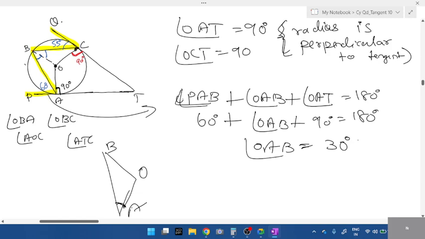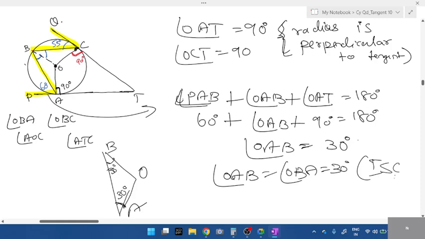Aarti, which one? You got confused? No. We are still in this triangle. OAB. Okay. So write it like this, students. OAB is equal to angle OBA. Both are 30 degrees. Just mention isosceles triangle. We know it is isosceles triangle. Is this clear? All of you understood?